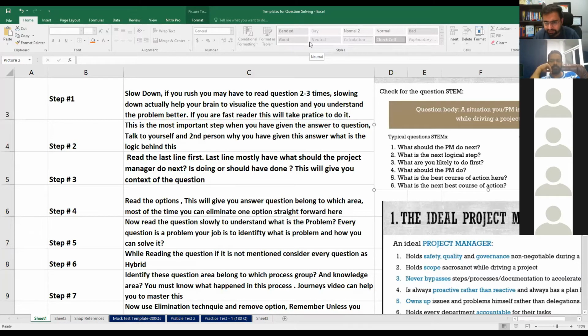And things like that. So when you read that, if the question says what should the PM do next, we're talking about the future. But if it asks what the PM should have done, then we're talking about the past, maybe updating some documentation. Whenever it says next, it means the logical step.